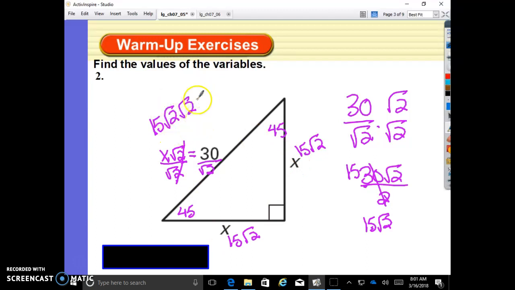Square root of 2 times square root of 2, or square root of 2 squared, is 2, because square root of 4 is 2, right? 2 times 2 is 4. Square root of 4 is 2. So 15 times 2 is going to give us 30, which is what they gave us to begin with, so we know we didn't mess up.